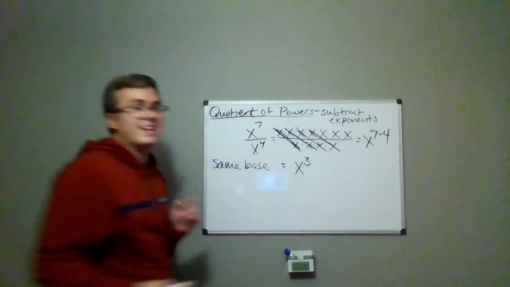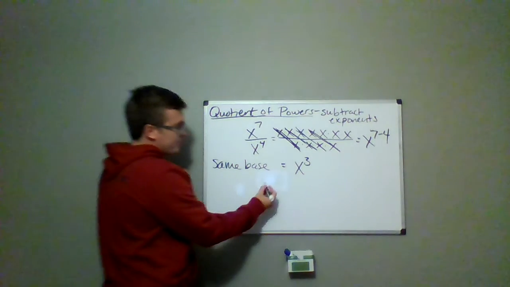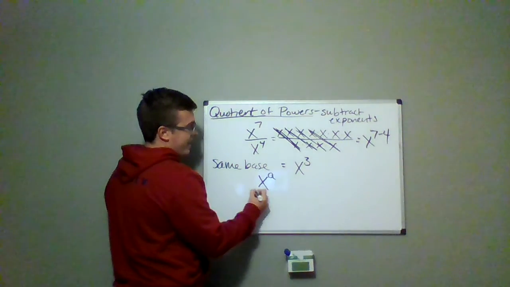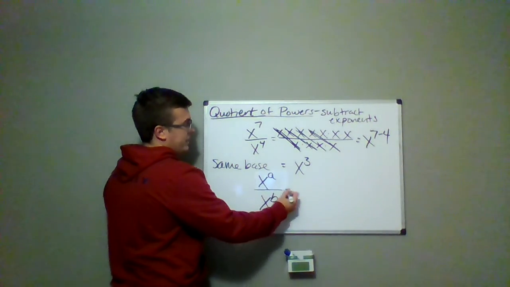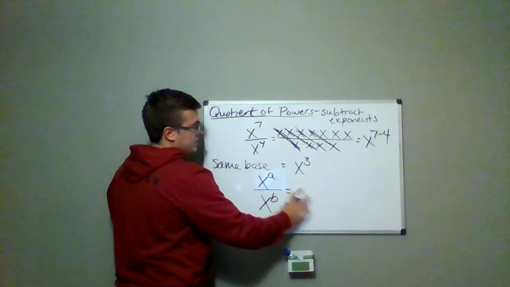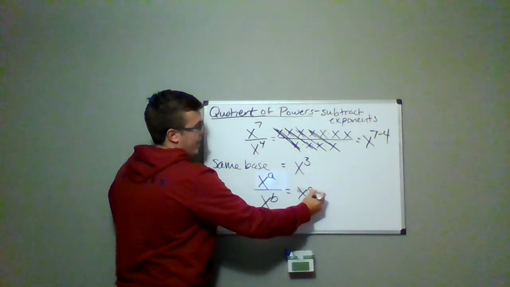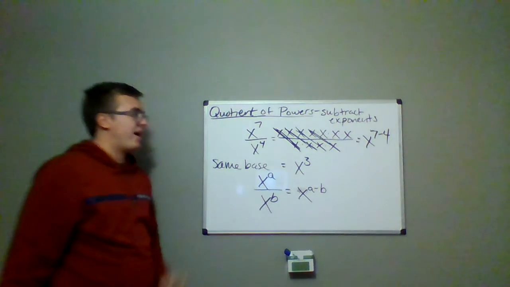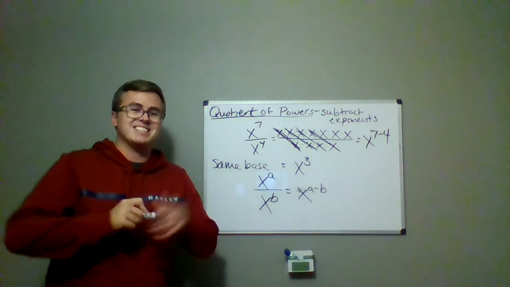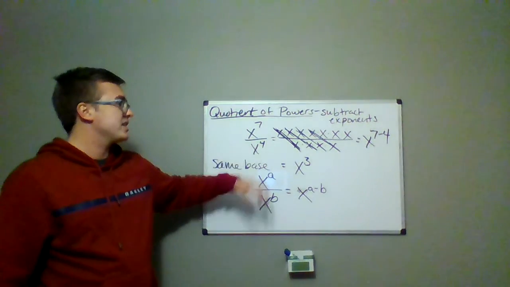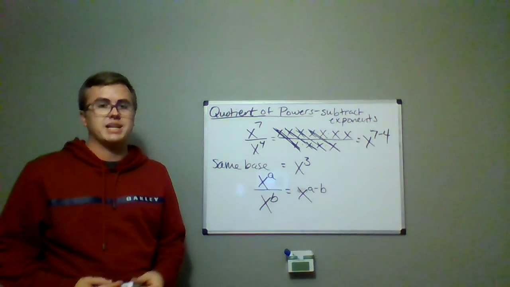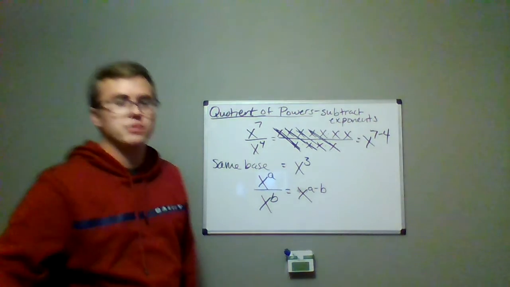So if I want to write that symbolically, if I have x to the a over x to the b, that becomes x to the a minus b power. So if you're dividing the same base but different exponents, you're subtracting those exponents to get a simplified result.